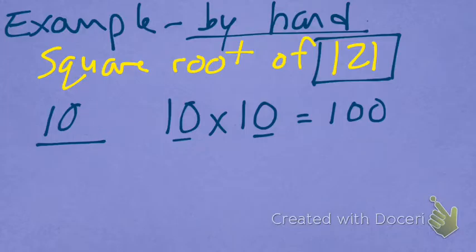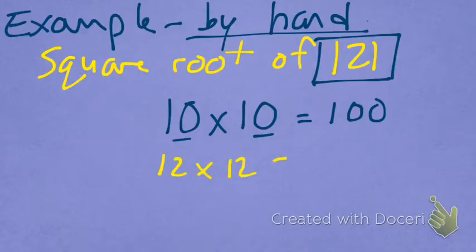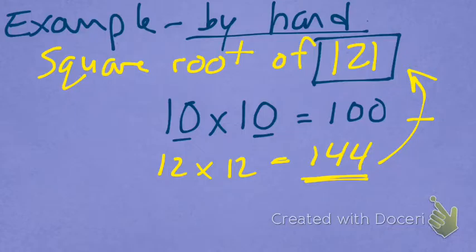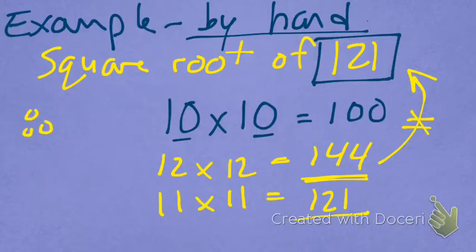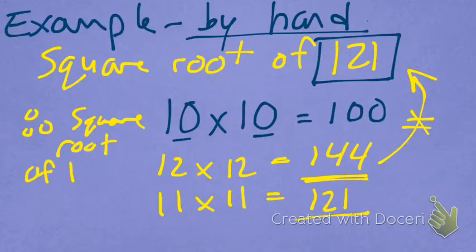Now, I'm trying to think about other numbers that would work here. Obviously, 10 is too low. If I try 12, for example, 12 multiplied by 12, that gives me 144. So the square root of 121 is not 12. In between 10 and 12, we have 11. Let's try 11. If you multiply 11 by itself, you get 121. So therefore, we can say the square root of 121 is 11.